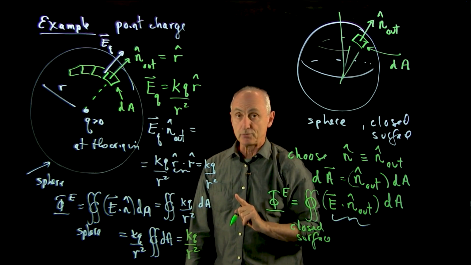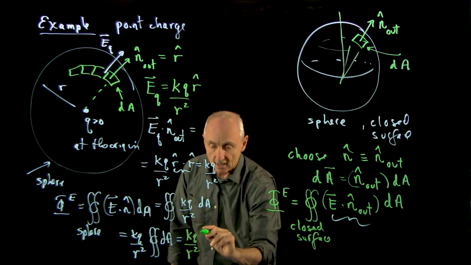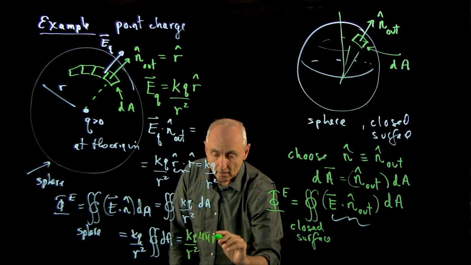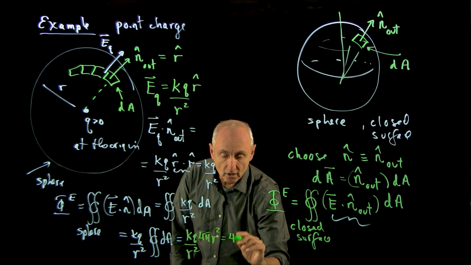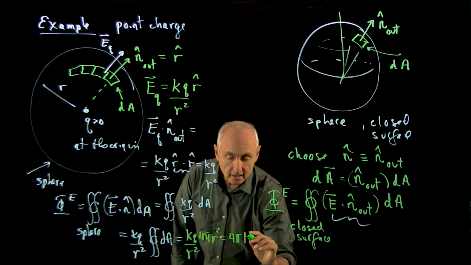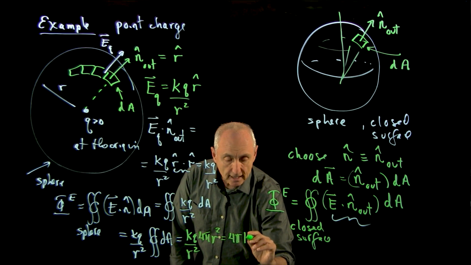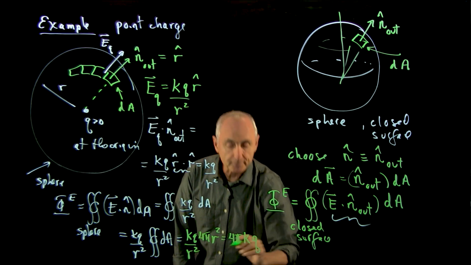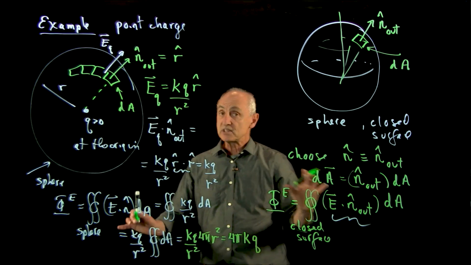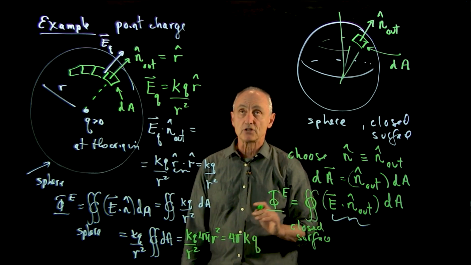And by the way, lots of people forget what the area of a sphere is. It's simply 4 pi r squared, so we get 4 pi kQ. And that's the simplest type of flux calculation.